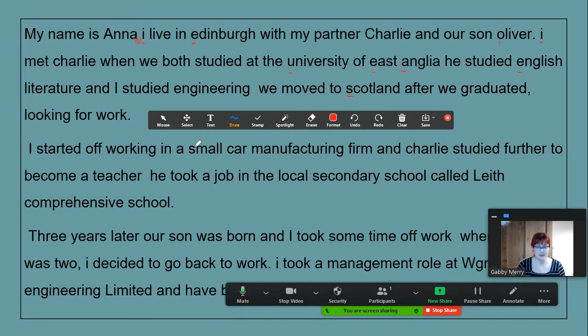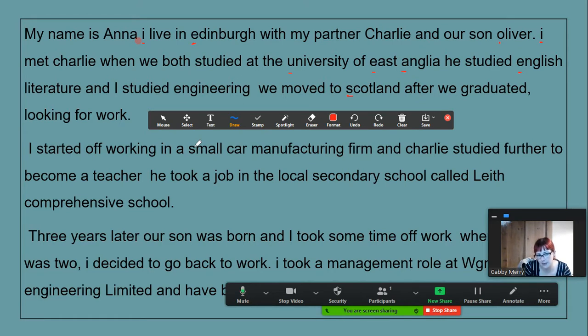Again, let's look at the next bit from there. I live in Edinburgh with my partner Charlie and our son Oliver. That also works as a sentence on its own. It makes sense. It doesn't need anything more to complete it. That's a lot better just by putting in that full stop.